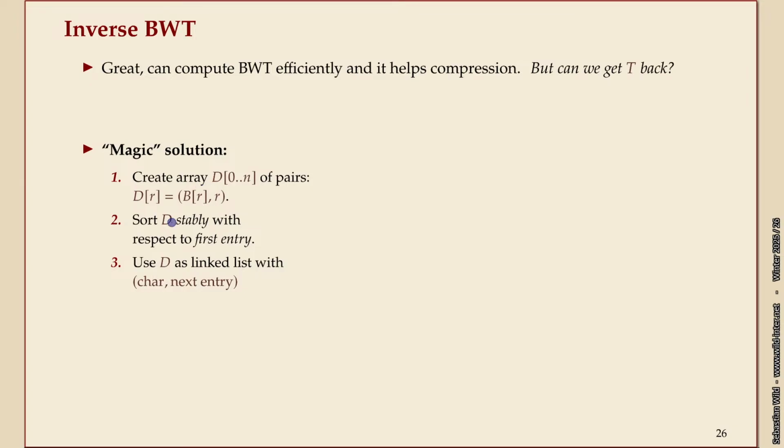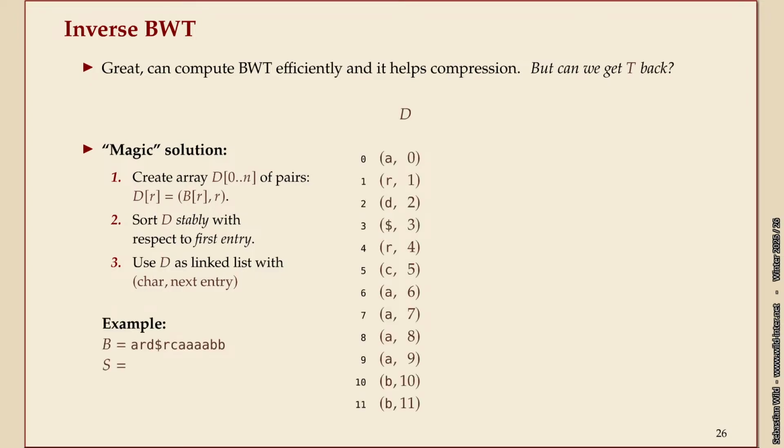Then you stably sort those pairs, meaning first by the character and then breaking ties by the number. And then you use this as essentially a linked list to jump through the text. Let me show you on an example how this works. Here's the BWT of some text.